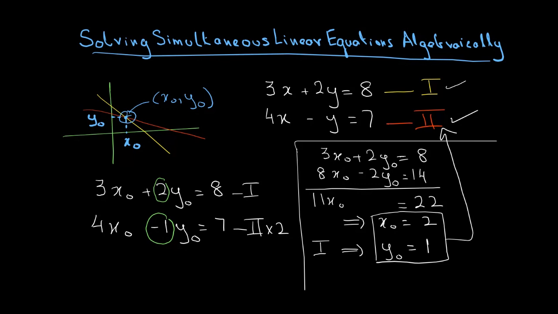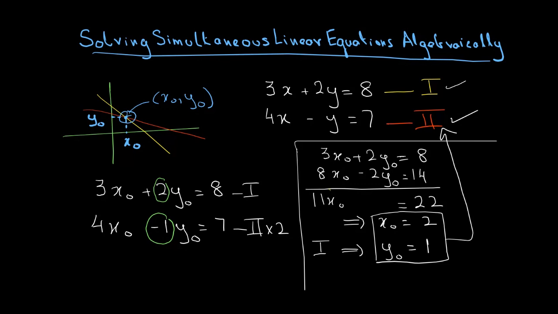Now, this is one way to solve the problem. The big picture was that we looked at the two equations. We wanted to find a point that satisfied both equations. Because there are two variables here, x naught and y naught, we want to get rid of one variable so that we can get an equation which is only in one variable.